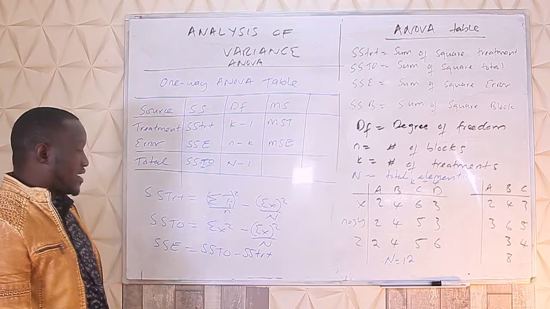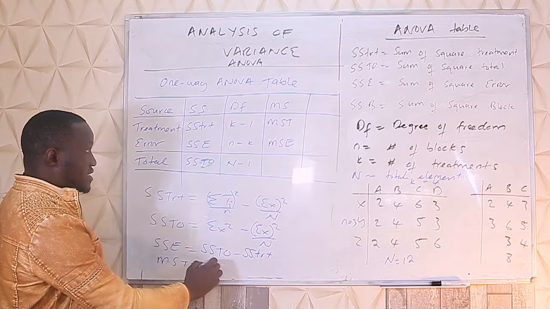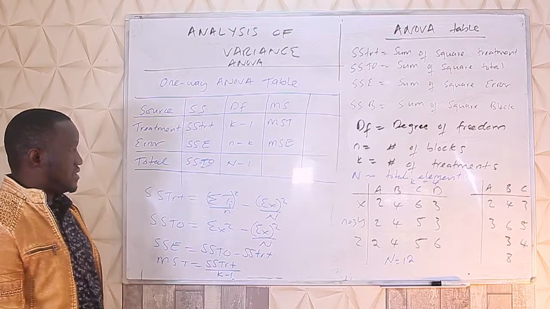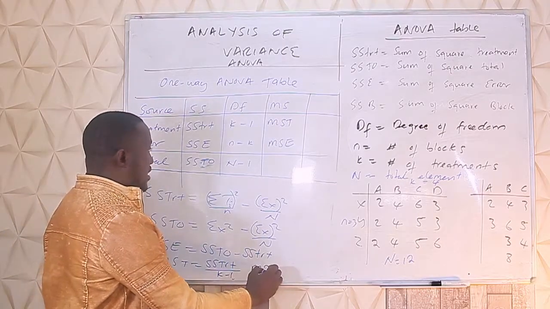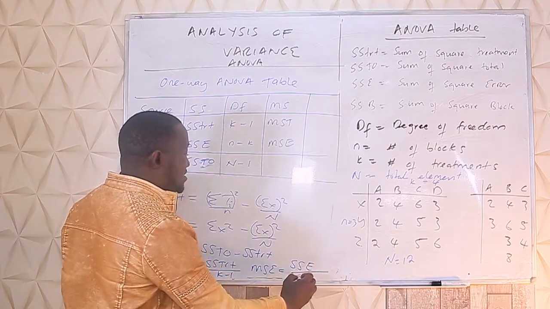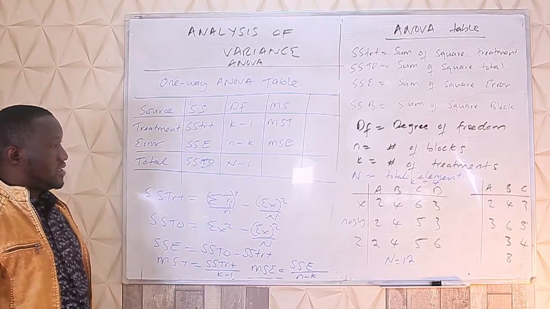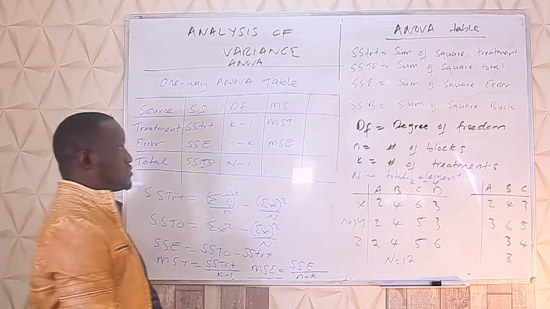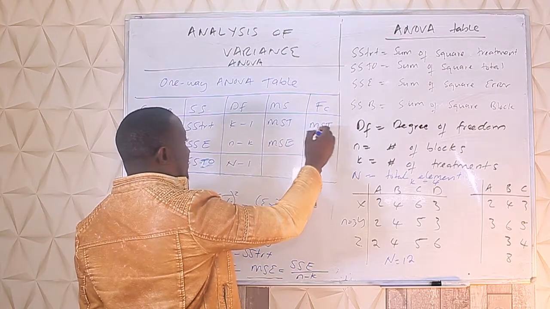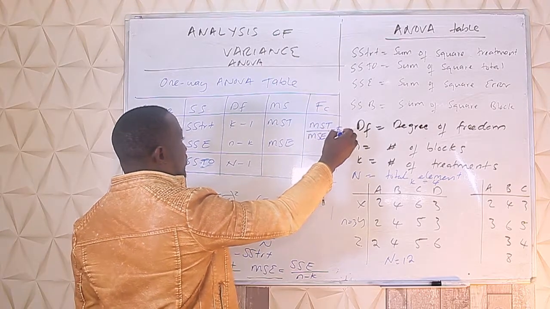I repeat, how do we find the mean of squares? So the mean square treatment is simply the sum of square treatment over k minus 1. The mean square error is simply the sum of square error over its degree of freedom, which is n minus k. Then finally, we get to calculating our F calculated, which is simply the mean square treatment over the mean square error. This is what we call the F calculated.